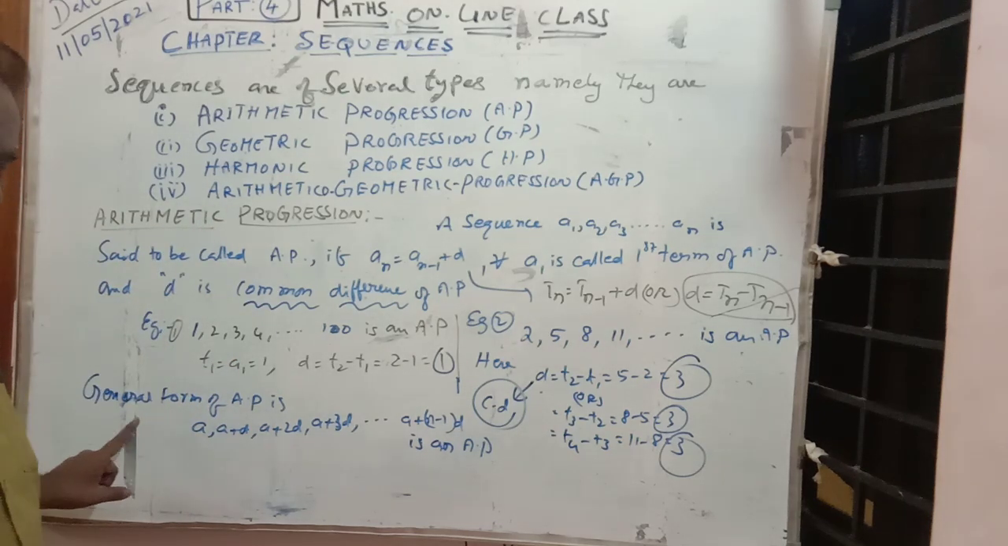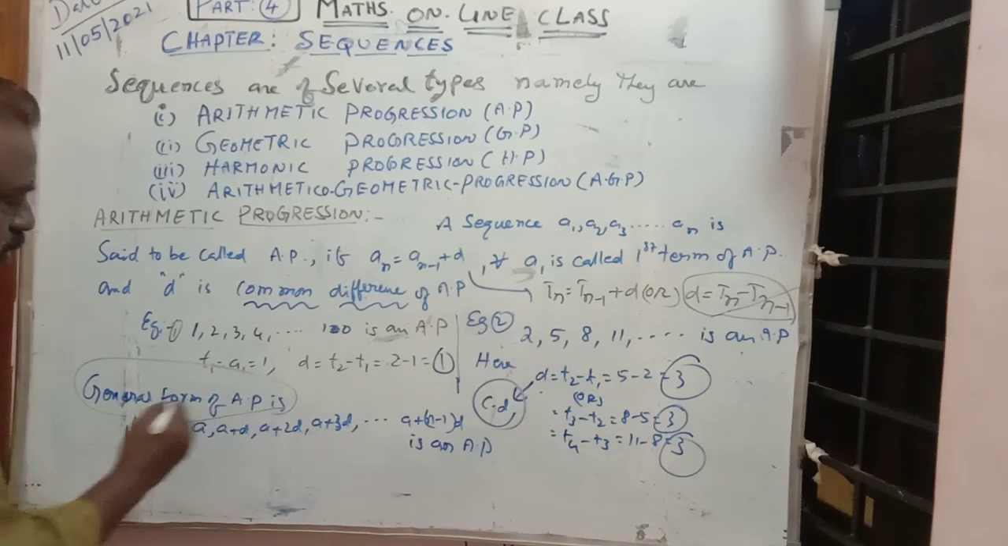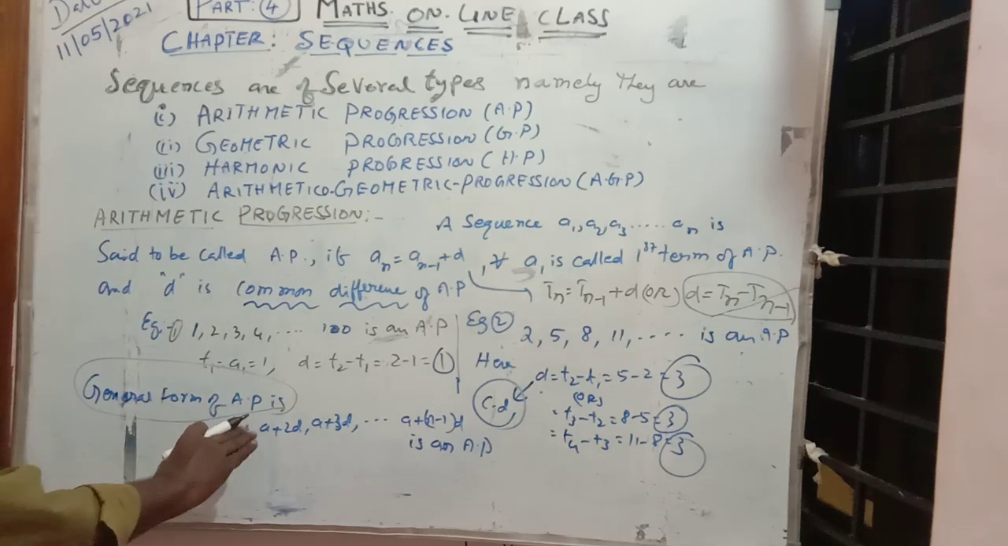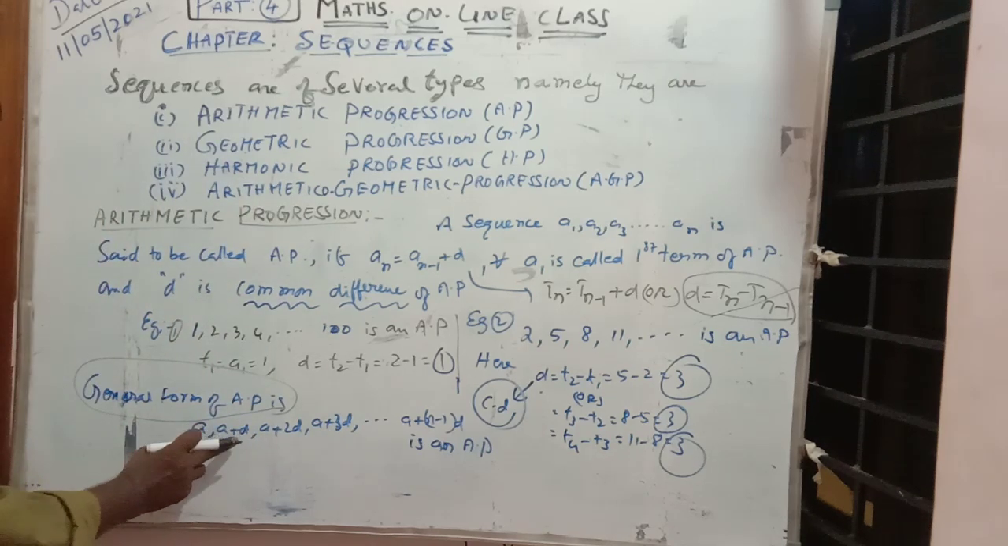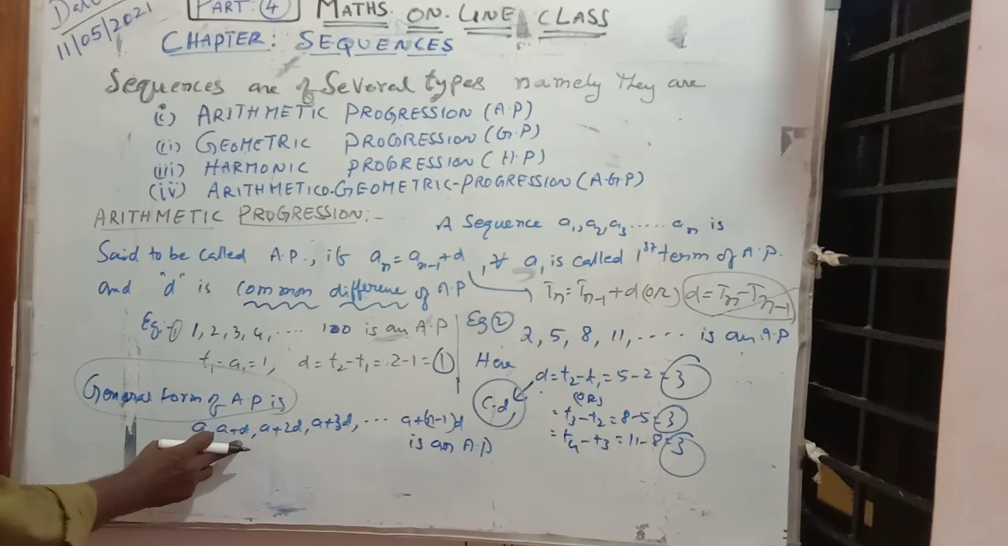Now, the general form of AP. What is the general form? The general form is A, the first term, comma, A plus D. A constant is added. The second term can be obtained by adding a constant D to the first term: A plus D. Next, A plus D plus D, that is A plus 2D, the third term, obtained by adding the same D.